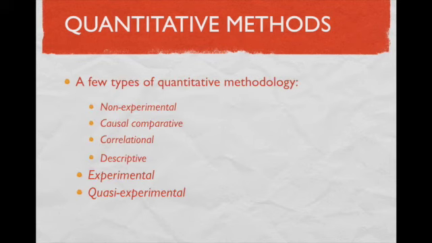Moving forward, remember that there are a couple of different types of methodology. There's non-experimental, causal comparative, correlational, descriptive, and then we did talk about experimental and quasi-experimental design. Remember that we mentioned experimental is where we control for variables like a treatment and a control group. So there would be one group that would get the treatment, there would be one group that did not get the treatment, and we would attempt to the best of our ability to control for any confounding variables that might get in the way of actually seeing if the treatment worked or if the treatment was predictive for our outcome.